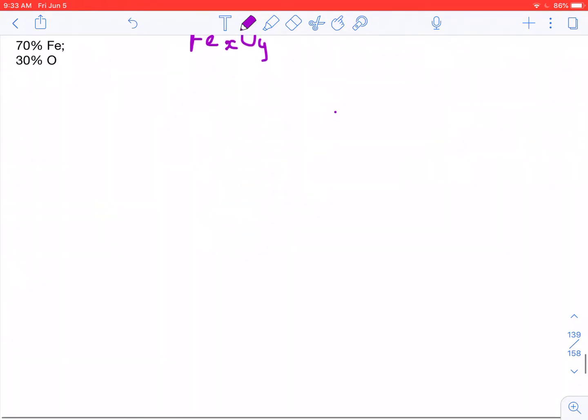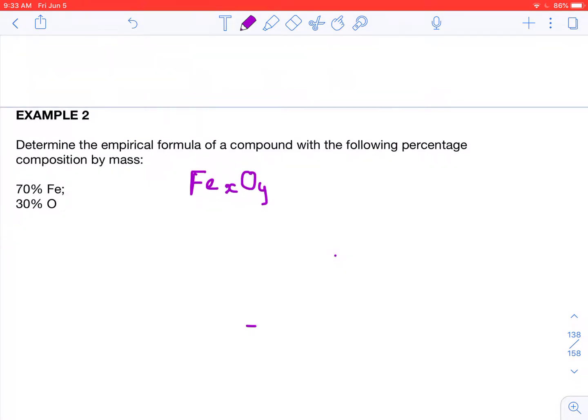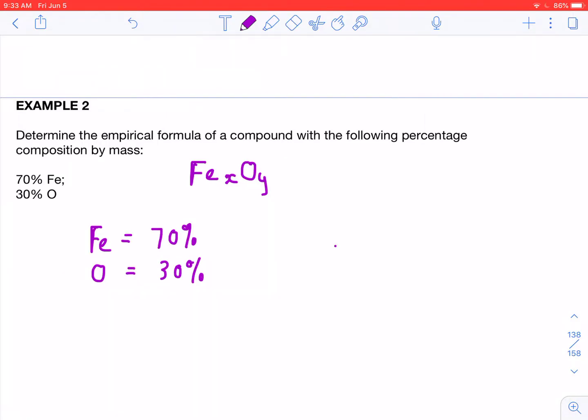So we say, okay, we got Fe equal to 70%, and oxygen is equal to 30%, isn't it? So we assume a 100-gram sample.